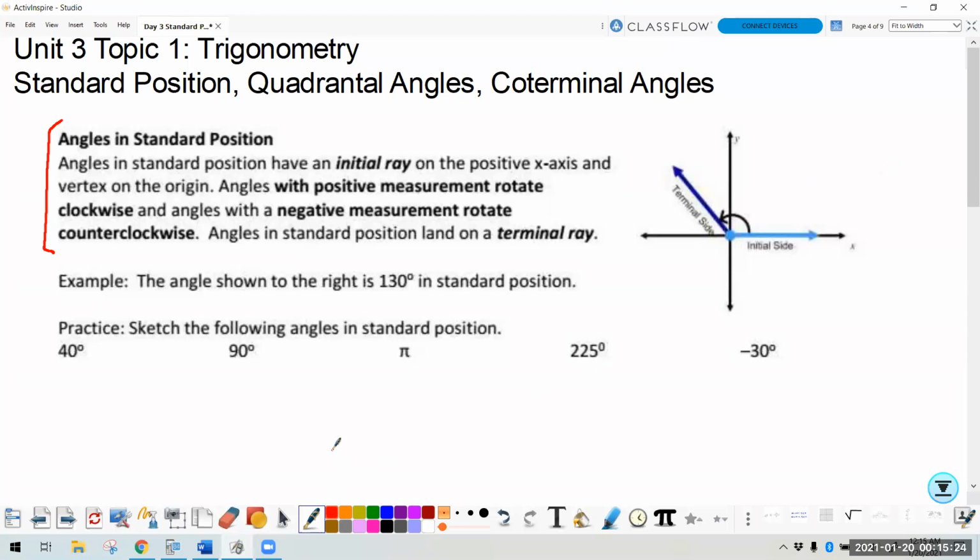So an angle in standard position is when you have the initial ray on the positive x-axis and you rotate counterclockwise for a positive angle. Now, we could rotate, so let's say this is theta. We can rotate clockwise this way. That would be a negative angle. The terminal ray is the ending side. So in this example, this theta is 130 degrees.